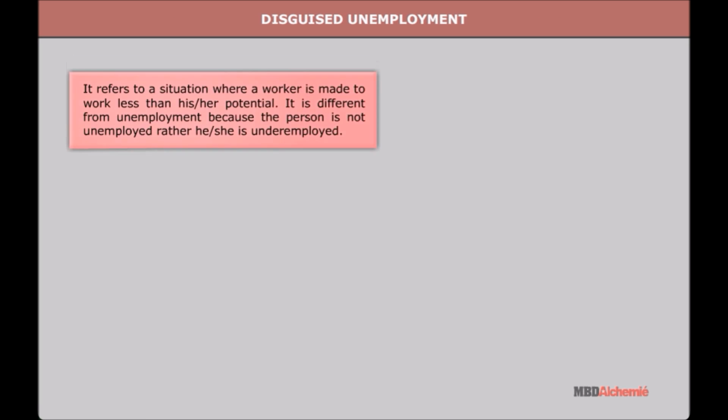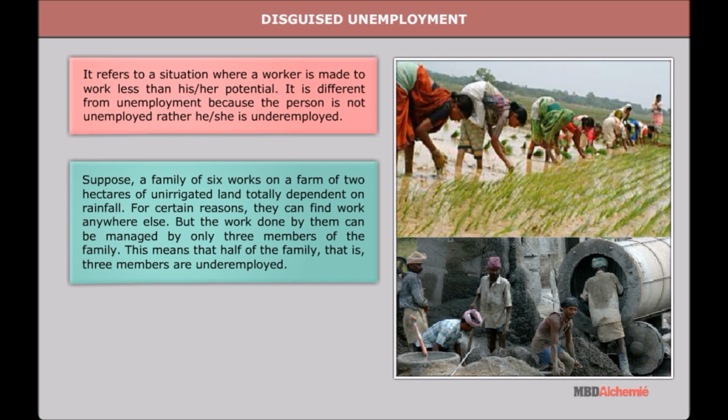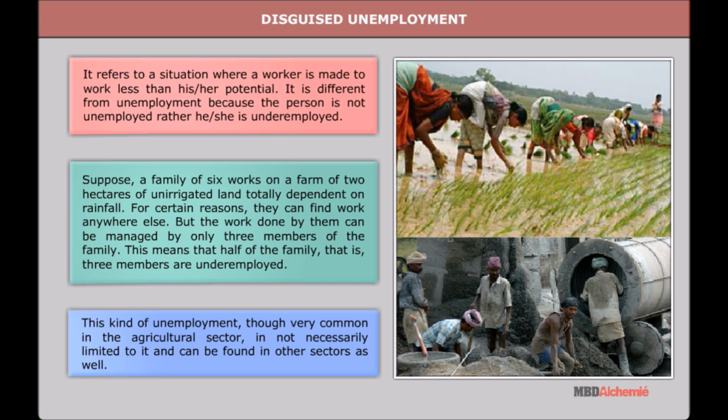Disguised unemployment. It refers to a situation where a worker is made to work less than his or her potential. It is different from unemployment because the person is not unemployed, rather he or she is underemployed. Suppose a family of 6 works on a farm of 2 hectares of unirrigated land totally dependent on rainfall. For certain reasons, they cannot find work anywhere else, but the work done by them can be managed by only 3 members of the family. This means that half of the family, that is 3 members, are underemployed. This kind of unemployment, though very common in the agricultural sector, is not necessarily limited to it and can be found in other sectors as well.